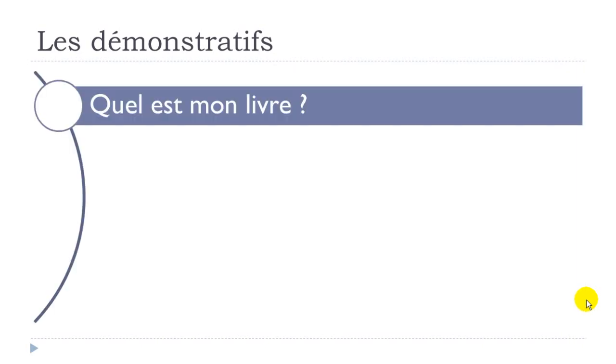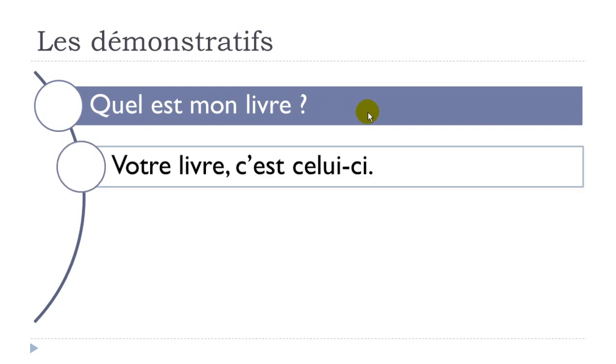So if you ask a question, quel est mon livre? Okay, what is my book, or which one is my book? All right, and then the answer could be votre livre, your book, c'est celui-ci, this one. Okay, votre livre, c'est celui-ci. Normally when you say that, you tend to indicate it with your finger as well. So you point at the book. Votre livre, c'est celui-ci.